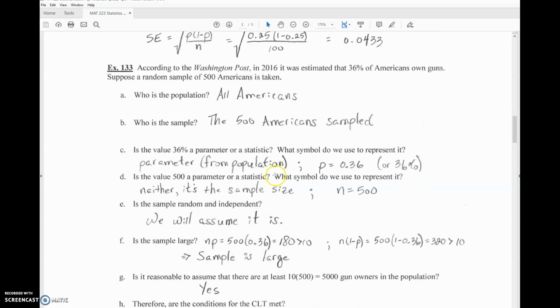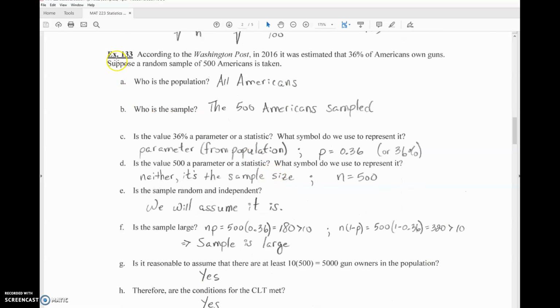Okay, and the next example I'm going to walk you through here is example 133. I'm going to actually come back to this in my next video because it goes on to the next page and I want to get it all in one video.